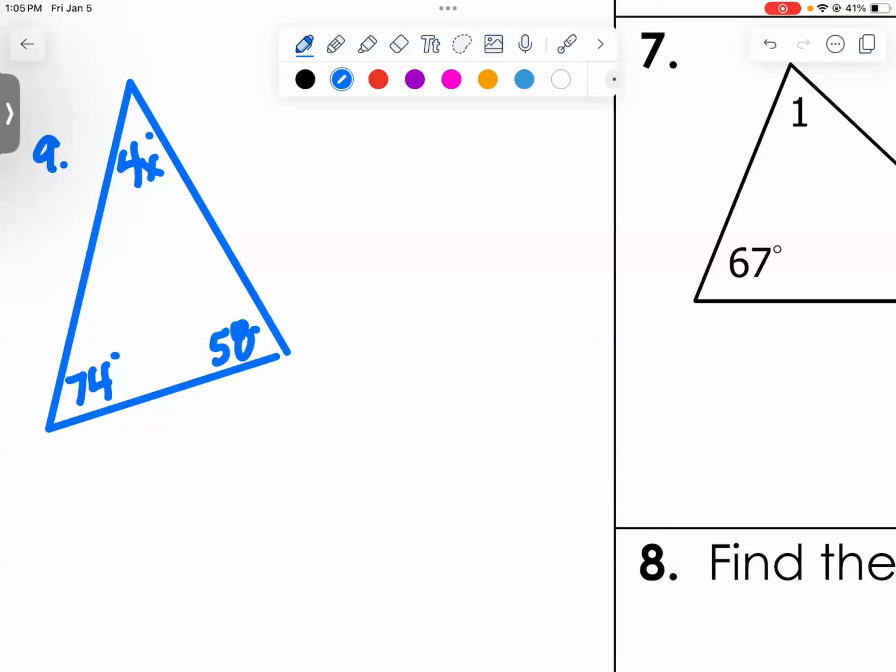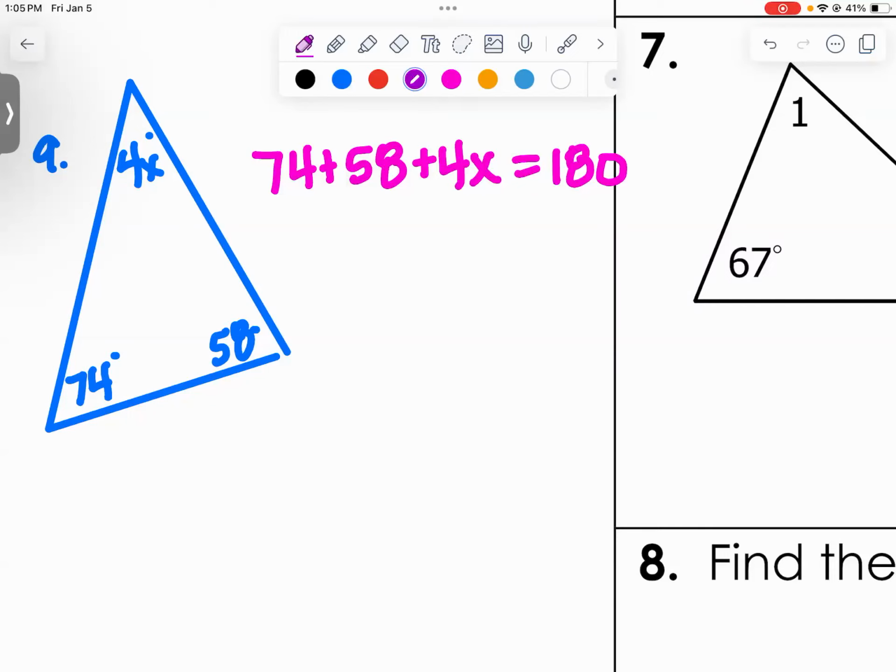Okay, so in number 9, we are still using the fact that 3 angles of a triangle add up to be 180 degrees. So who did this problem? What did you do to set up the problem? Oh, that is great. Kaylee said she took these 3 angles, 74, 58, and 4x, and she knows that they add together to be 180.